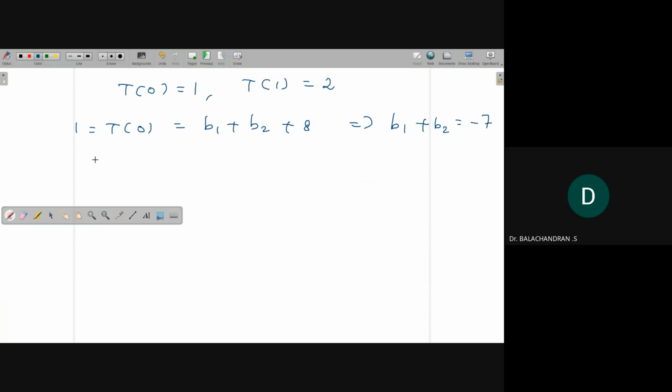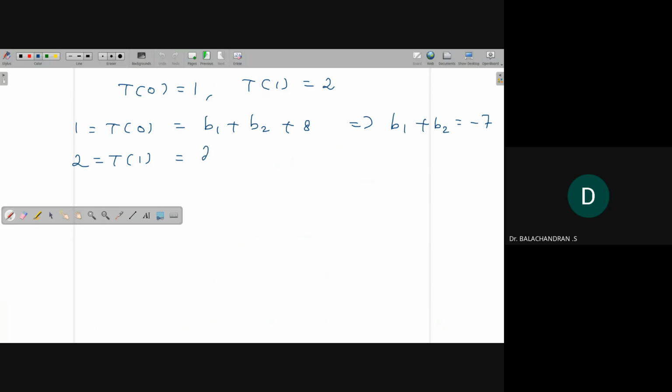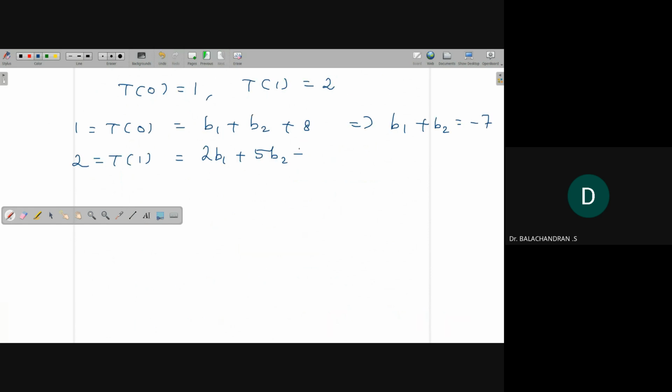Second one, t of 1 equal to 2, when k equal to 1. When k equal to 1, 2b1 plus 5b2 plus 8 plus 2, 10. So this implies you will get 2b1 plus 5b2 equal to 2 minus 10 minus 8.